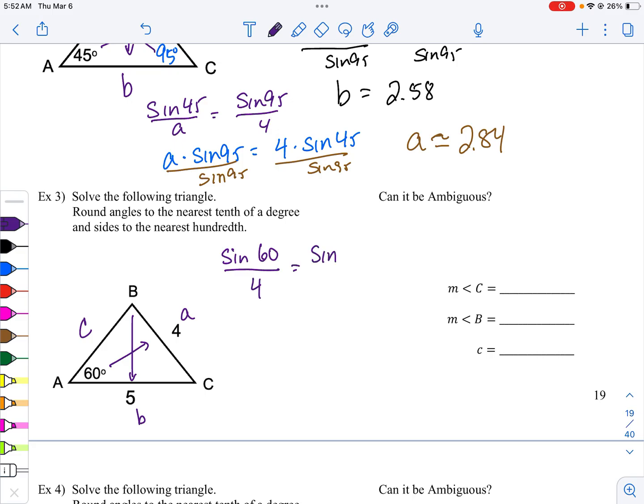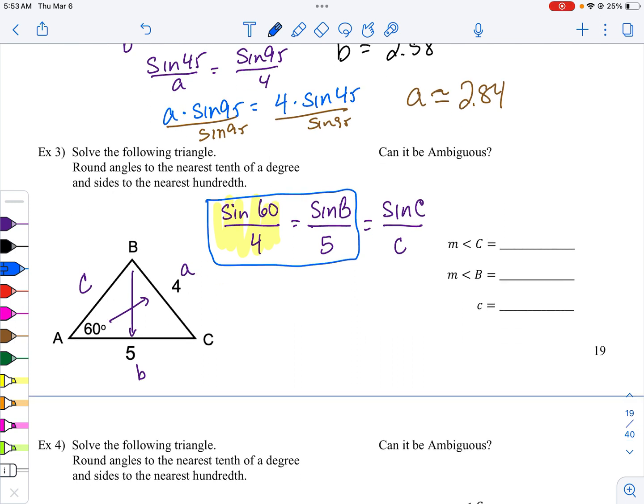And then I'm going to go sine of angle B over 5, and then sine of angle C over little c, which we don't know. Okay, so let's take a look at what we have. Again, I've got my full fraction right here, so that's the one I'm going to use. Since I don't have any information about angle C yet, which I can find once I find angle B, I'm going to use those two right there.